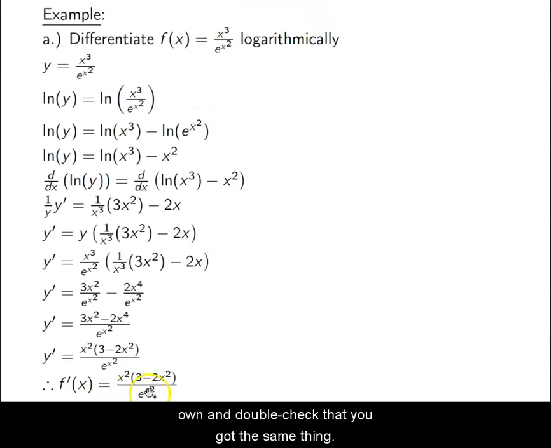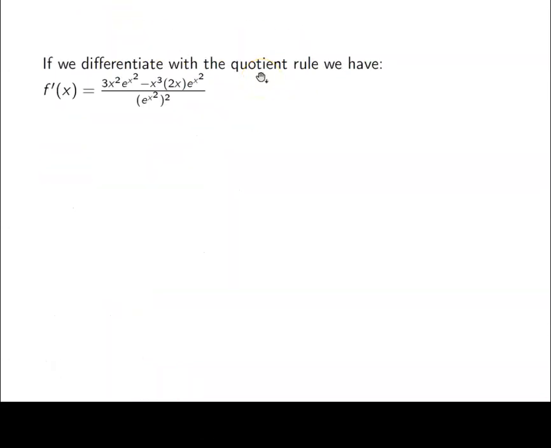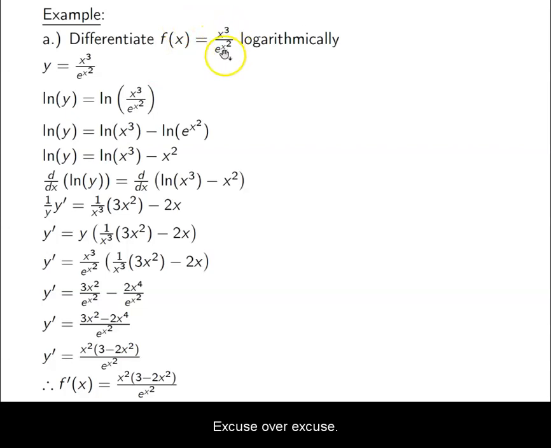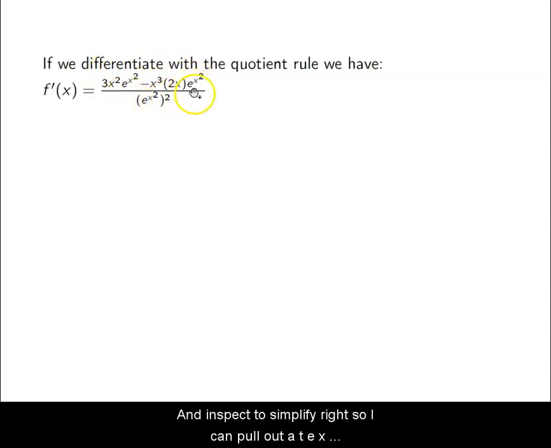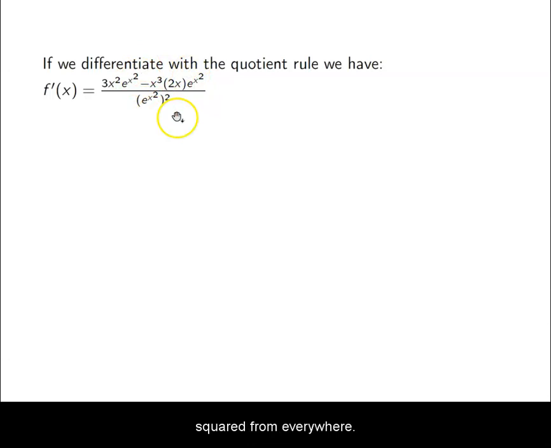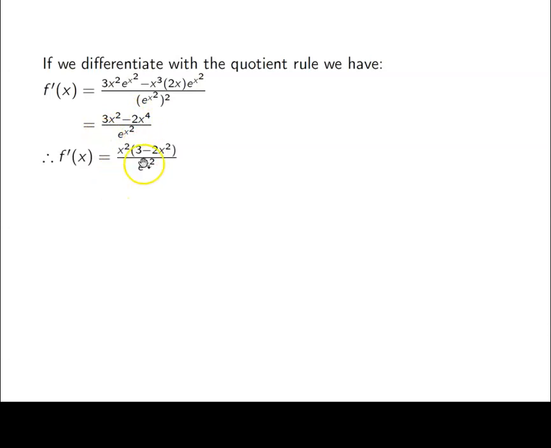So maybe do this on your own and then double check that you got the same thing, and we'll go over it together right now. So again, this is my answer: x squared times 3 minus 2x squared over e to the x squared. Differentiating logarithmically, using the quotient rule, this is what I would get. So again, x cubed over e to the x squared. Differentiate, leave alone, differentiate over the bottom function squared, and then start to simplify. So I can pull out an e to the x squared from everywhere. And then here I can pull out my x squared, and I have the same thing.